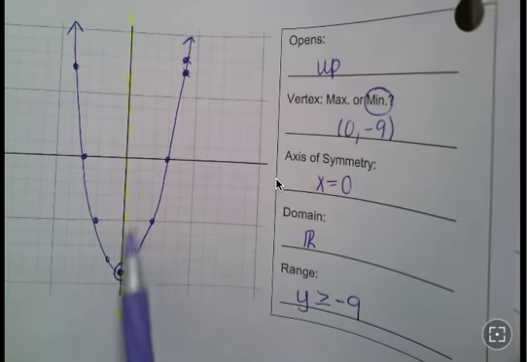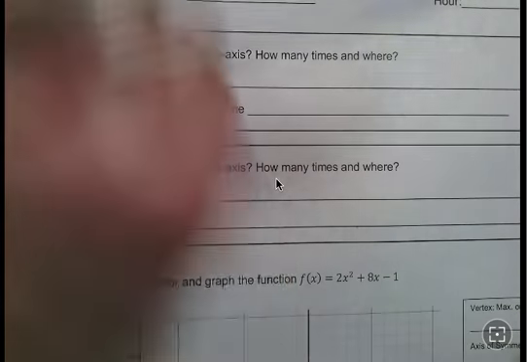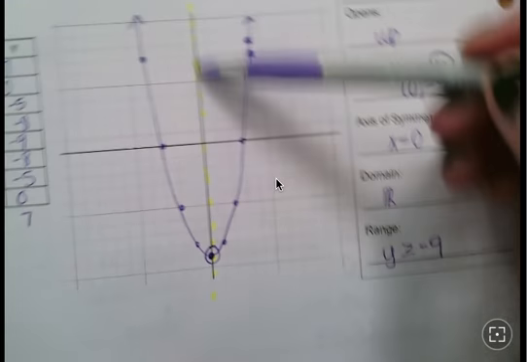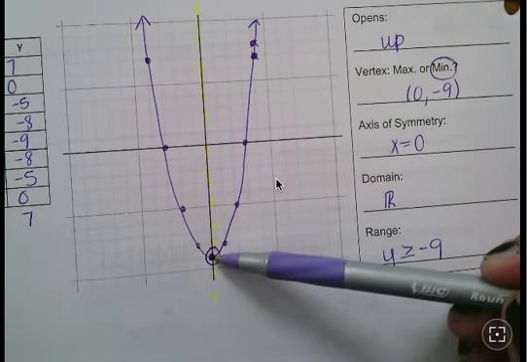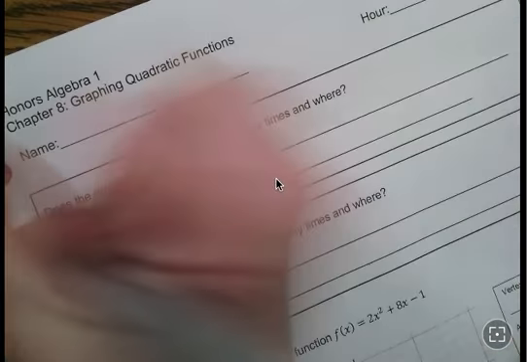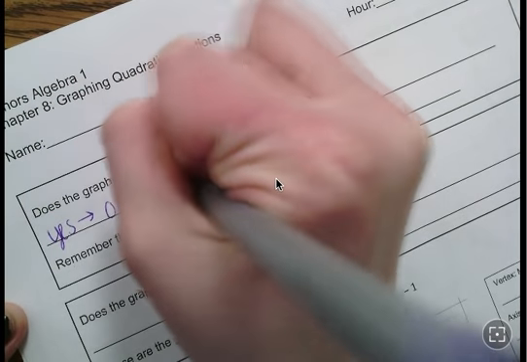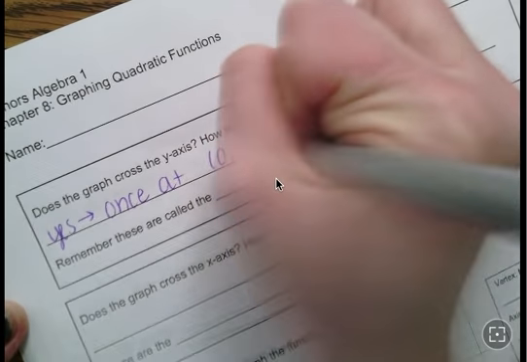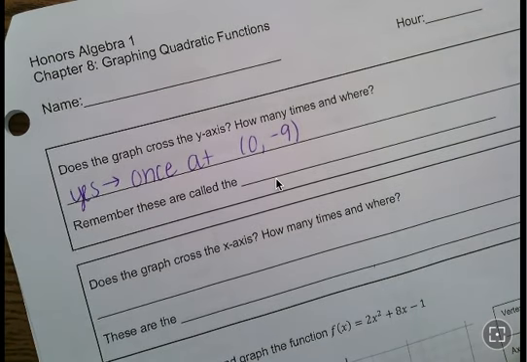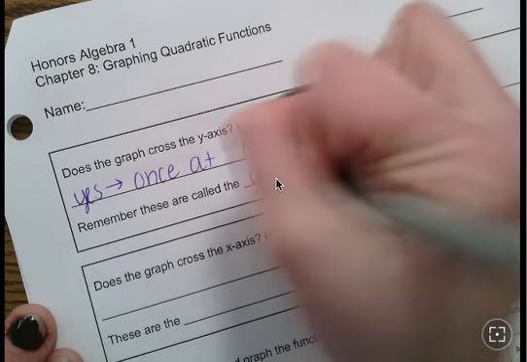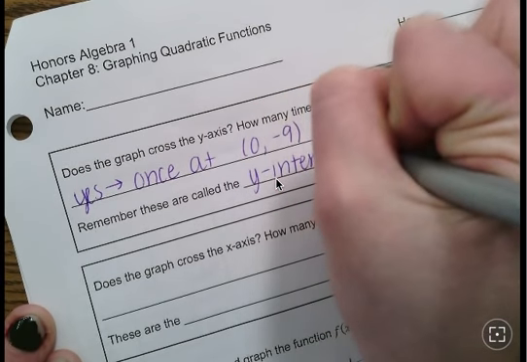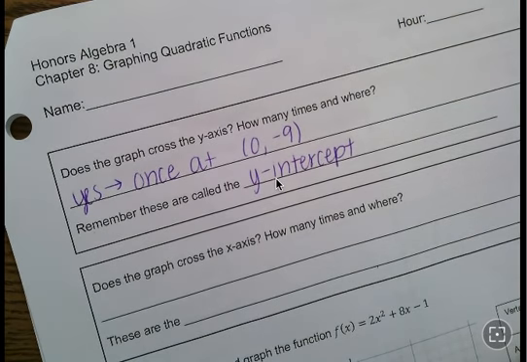Okay? So now let's talk about a few more characteristics about specifically this parabola here. If we go to the next page, it says, does the graph cross the y-axis? How many times and where? Okay, so here's your y-axis. It does cross the y-axis. It crosses once at the point 0, negative 9. And these are called y-intercepts. You know this. This was the b value when you were graphing lines. So we still have y-intercepts. They're just parabolas now. Okay?